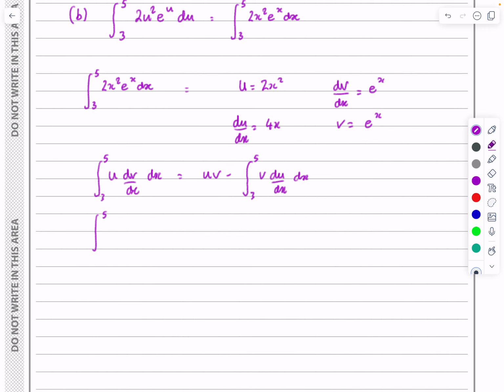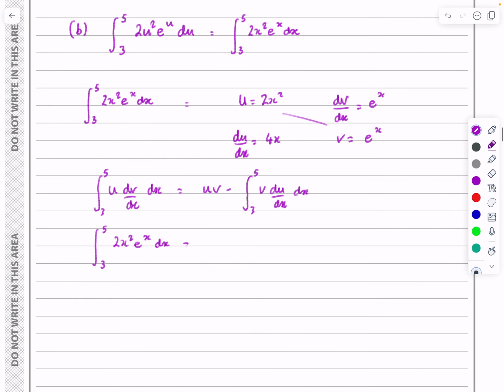So the integral of 2x squared e to the x dx will work out to be uv, those two. So that's going to be 2x squared e to the x minus the integral of v du by dx, always tends to be the bottom two, the way I set it out. So that's going to be minus the integral of 4x e to the x dx. And then what we notice is that with this part here, that's got a little bit simpler. It started off as squared e to the x, and now we simply have a linear function, e to the x. But I can't quite do that yet.